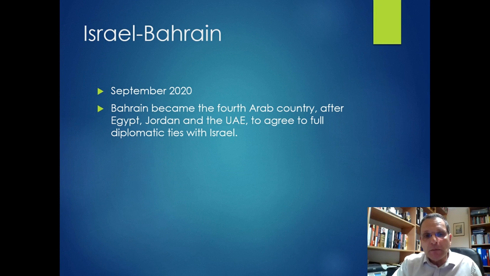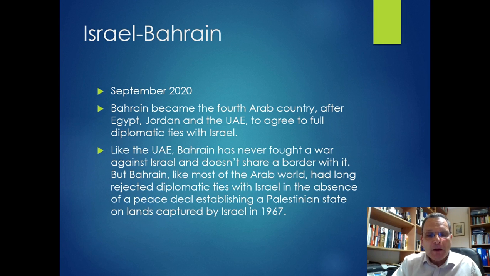And this is when Bahrain became the fourth Arab country, after Egypt, Jordan, and the UAE, to agree to full diplomatic ties with Israel. Like the United Arab Emirates, Bahrain never fought a war against Israel. It doesn't share any border with Israel. But Bahrain, like most other Arab countries, had long rejected diplomatic ties with Israel in the absence of a peace deal with the Palestinians. And now, in September 2020, they decided to change course and sign an agreement with Israel, notwithstanding the relationship between Israel and Palestine.